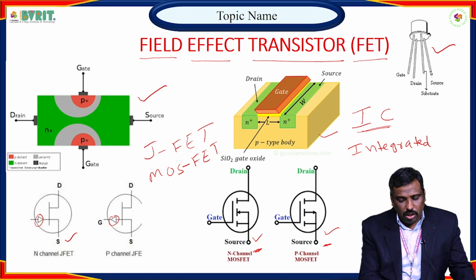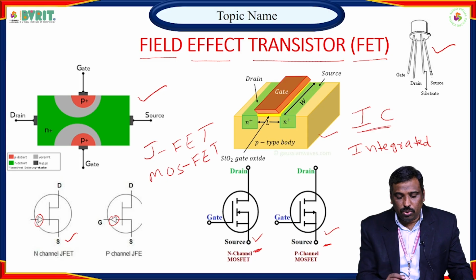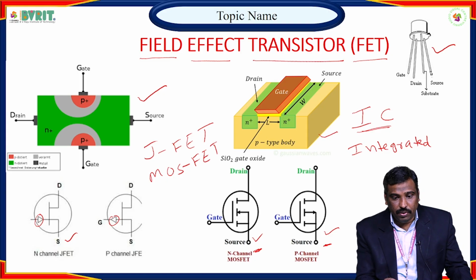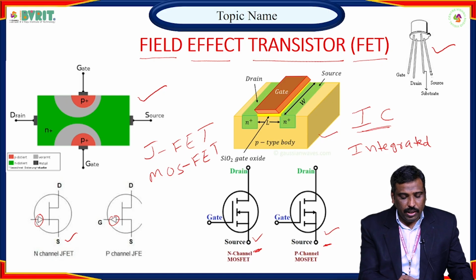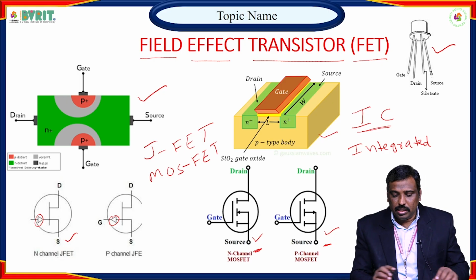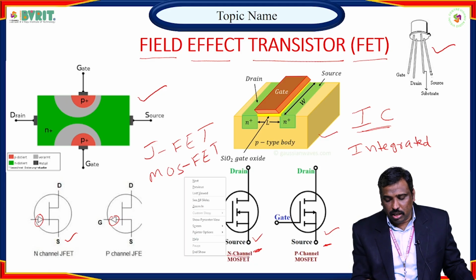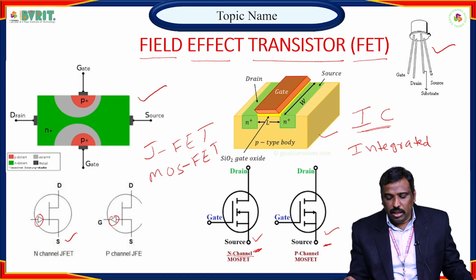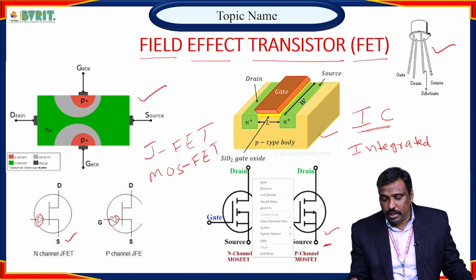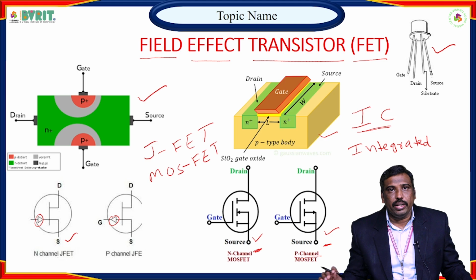I hope you understand how to differentiate the JFET from the MOSFET. The JFET is classified into two types, NJFET and PJFET. Similarly, the MOSFET is also classified into two types, NMOS and PMOS, where N and P stand for the N channel and P channel through which the current flows.